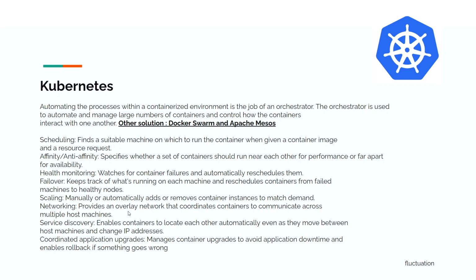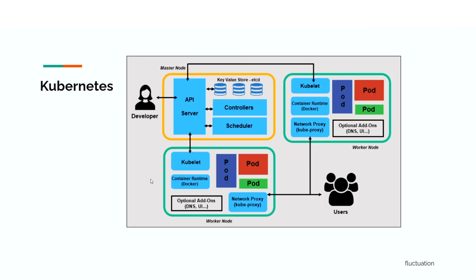Networking, okay, provides an overlay network that coordinates containers to communicate across multi-host VMs. And service discovery enables containers to locate each other automatically even as they move between host machines and change IP addresses. And you have the application upgrade, of course, very, very nice.